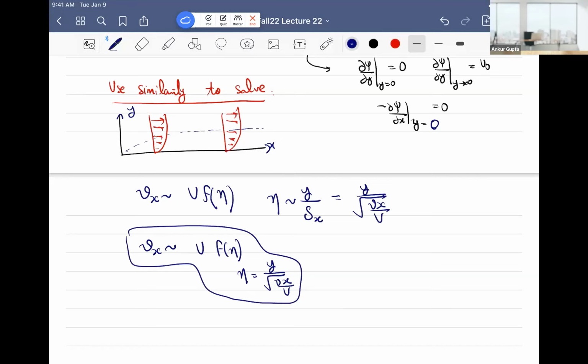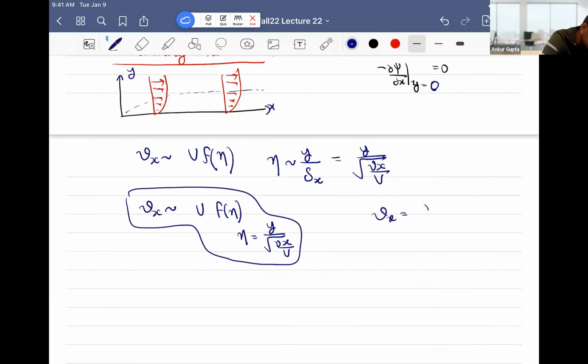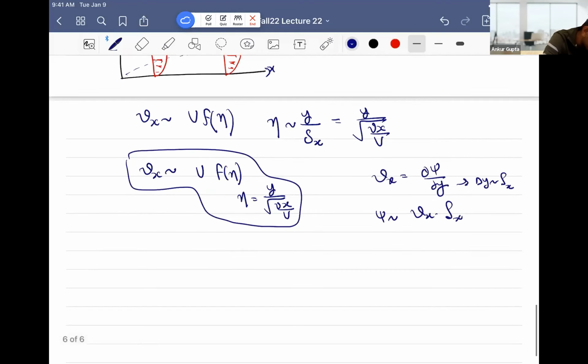How do I go from Vx to psi? We know the definition. We know how to scale Vx now, but how should I scale psi? It is written in the formula. We know that Vx scales as del psi by del y, and so psi should scale as Vx times delta y. Note that delta y scales as del x. And so essentially our proposition is psi should be nu x by u times u times f of eta, which is nu x u times f of eta.